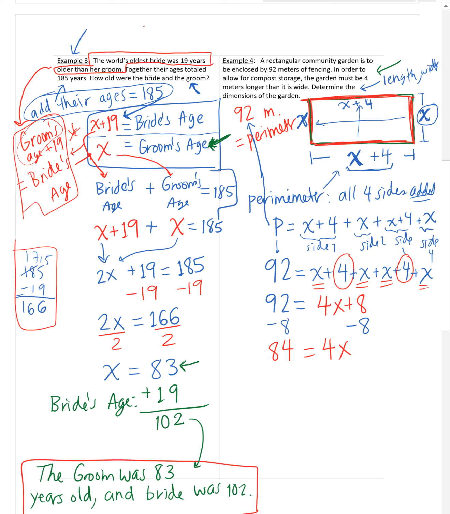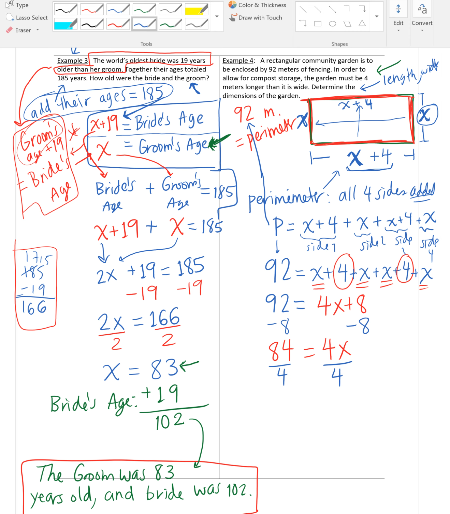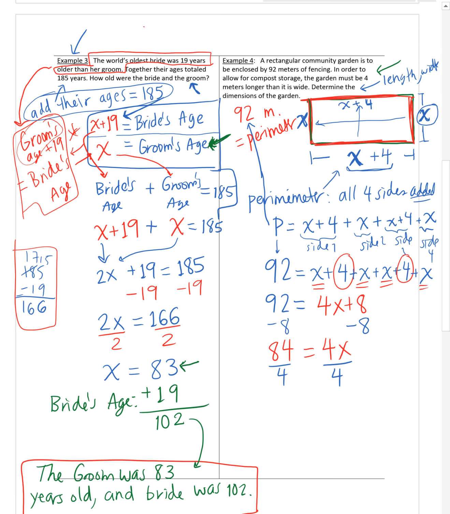Now if I want to solve for x, I just need to divide by the 4 there. And it's a good sign that it goes in evenly. That's not always the case, but in this problem it makes sense, because you probably want your garden to have a whole number of length and width. 4 into 84 is 21.